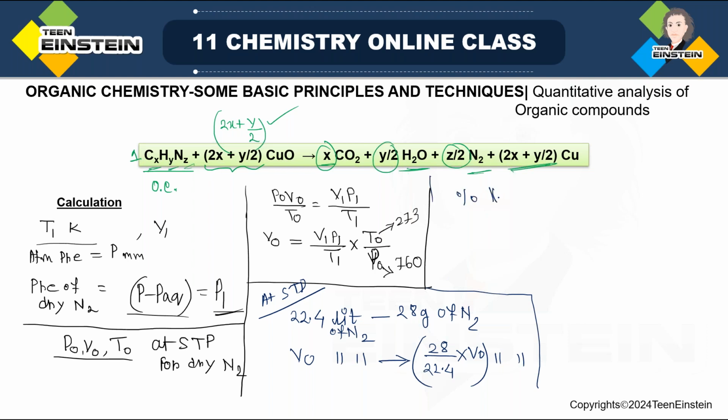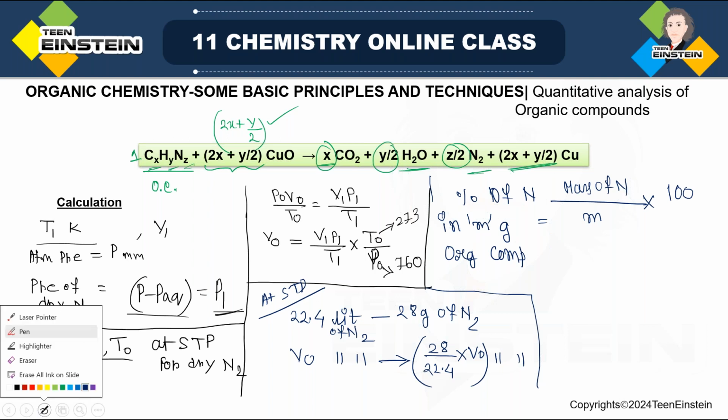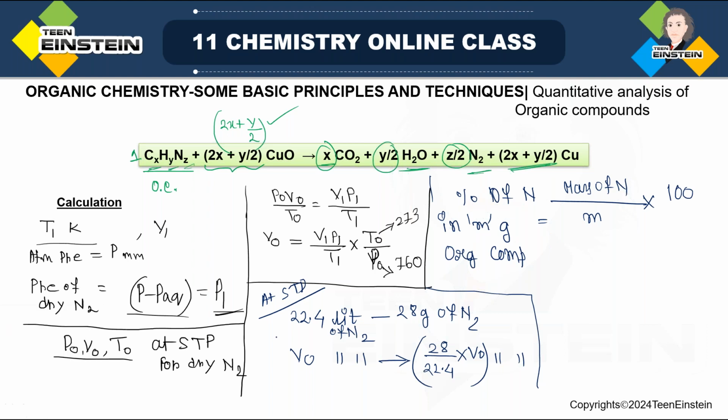Next, the final calculation, that is the percentage of nitrogen in m gram. Suppose m gram is the organic compound. So here it is basically the mass of N divided by the mass of organic compound, which is m, multiplied by 100. But what is the mass of N? That you have just calculated. The mass of N is basically this part. So 28, just write the same thing here, V naught divided by m multiplied by 100. You can also simplify it.